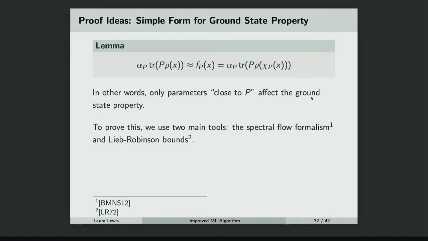So to prove this, we use two main tools. One is the spectral flow formalism, and the other is the Lieb-Robinson bound. The spectral flow formalism gives an expression for the directional derivative of a ground state, and in particular, it gives a bound on that directional derivative. So we look at this directional derivative in the direction where we're changing parameters that are far away from P. By this bound, we can show that the change of the ground state when we change the parameters far away from P is very small. And so that's where we're using it.